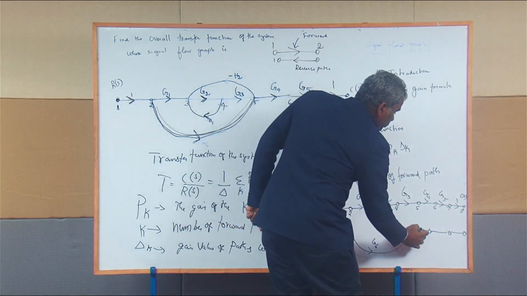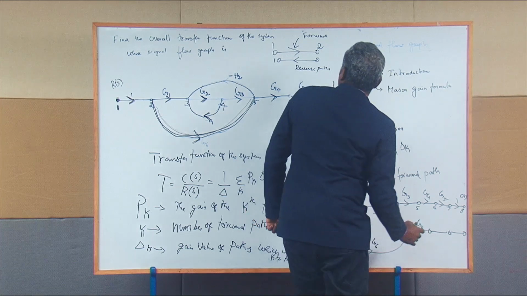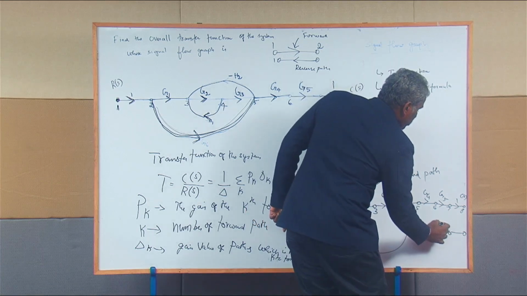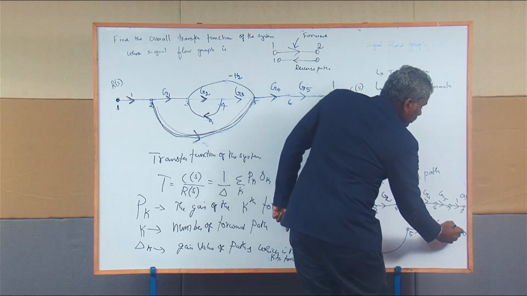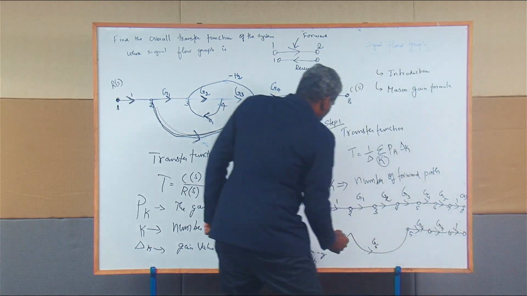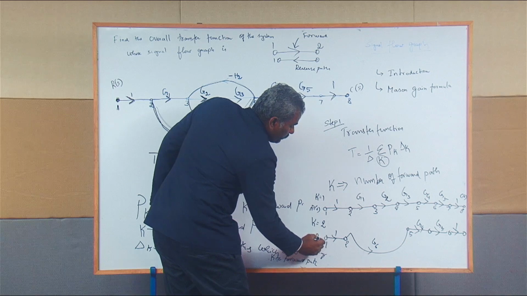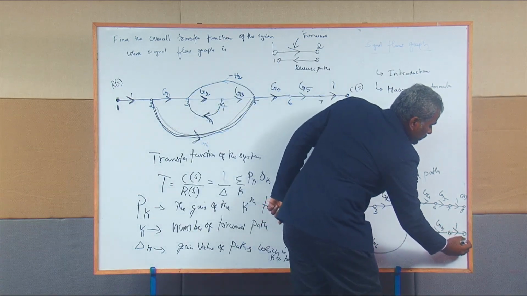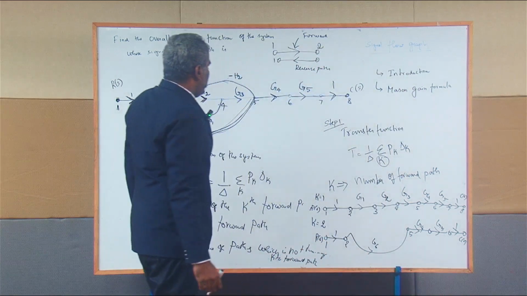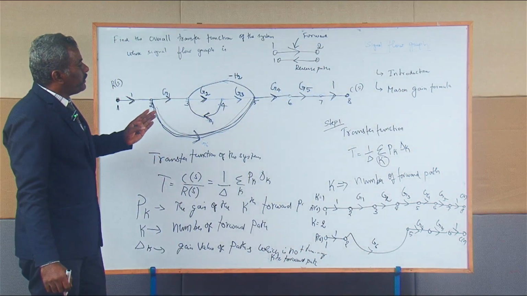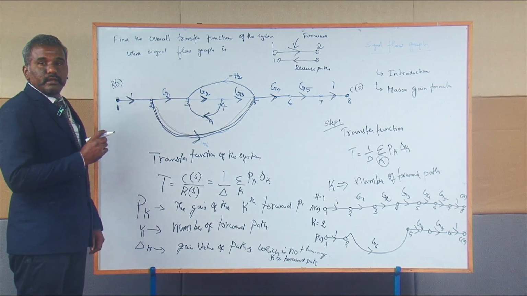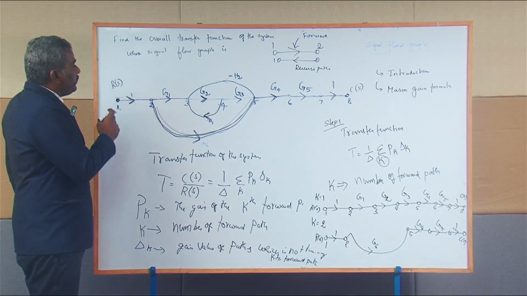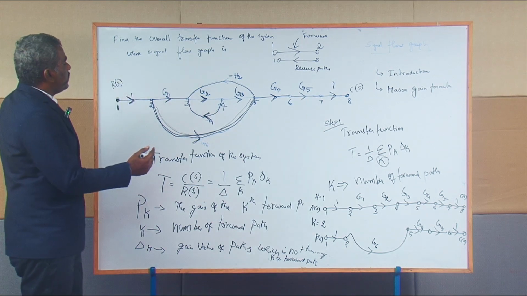G4, G5, and finally 1, and you must indicate the input R of S as well as the output C of S. So is there any other possible combination you need to check in the diagram, that is, in the signal which flows from point 1 till 8? Is there any other combination?